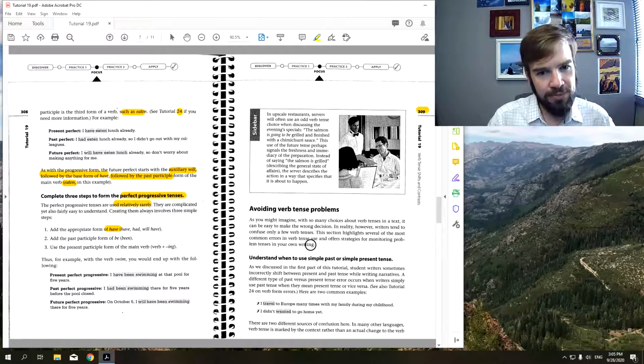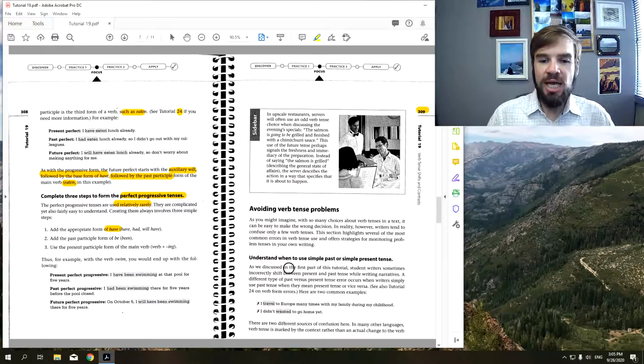in your own writing. So first, you need to understand when to use the simple past or the simple present tense. As we discussed in the first part of this tutorial, student writers sometimes incorrectly shift between present and past tense while writing narratives. A different type of past versus present tense error occurs when writers simply use past tense when they mean present tense or vice versa. And again, you can see tutorial 24 for verb form errors. Here are two common examples.